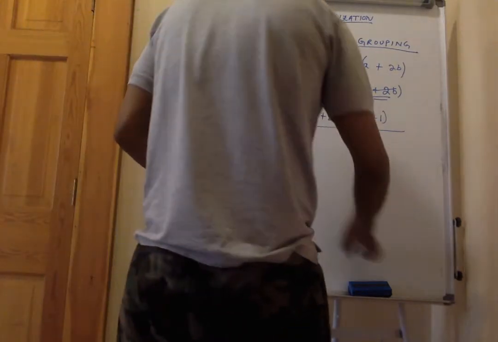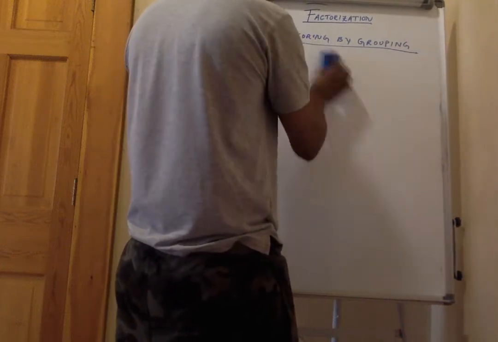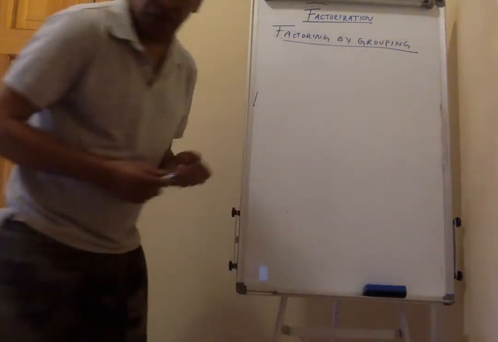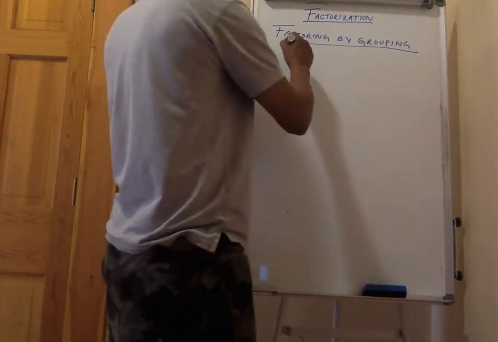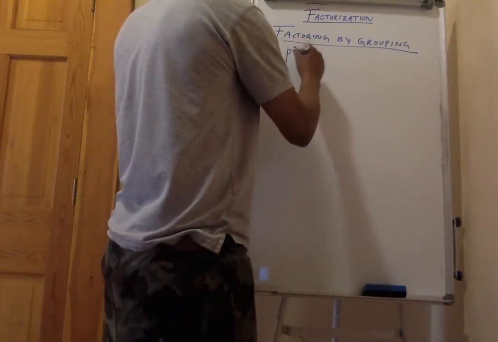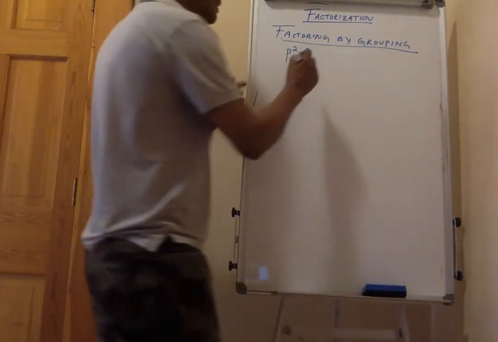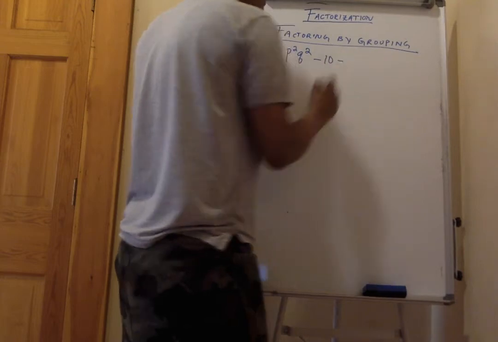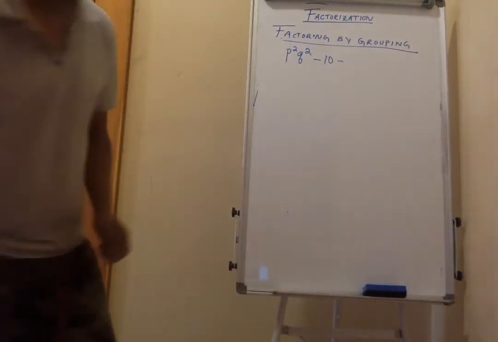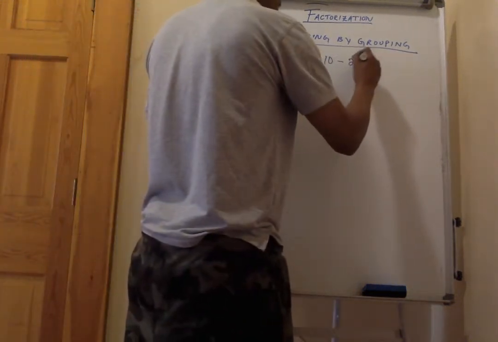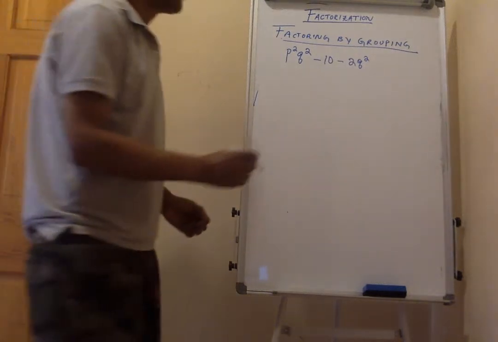Now, you have to be careful when you do factoring by grouping. Most of the time it's trial and error to get the correct answer. So let's look at this one: p squared q squared minus 10 minus 2q squared plus 5p squared.